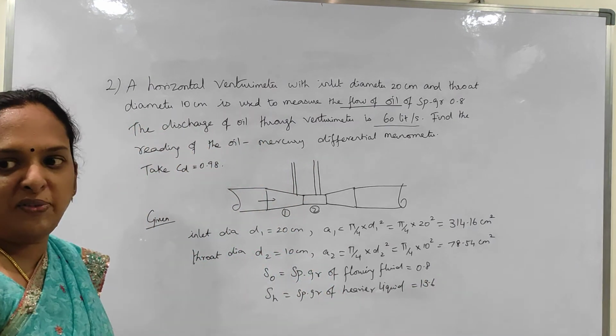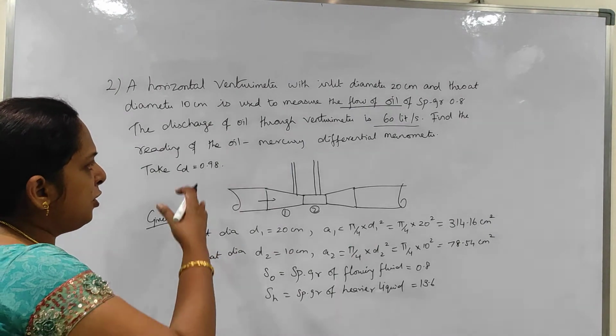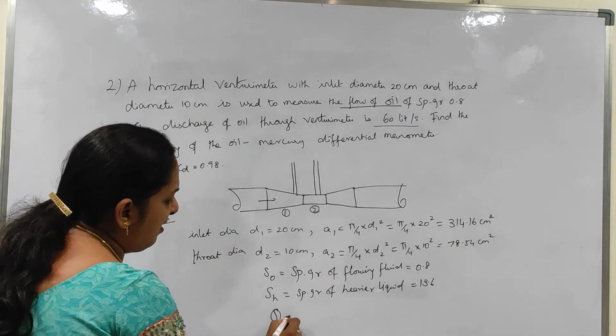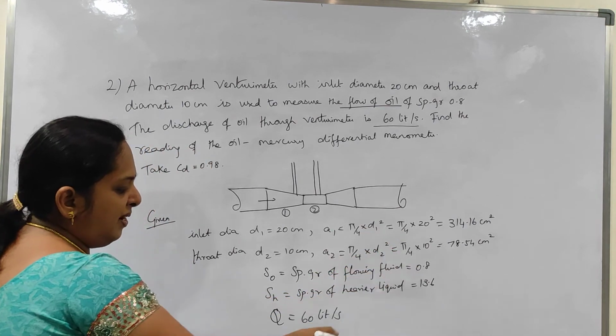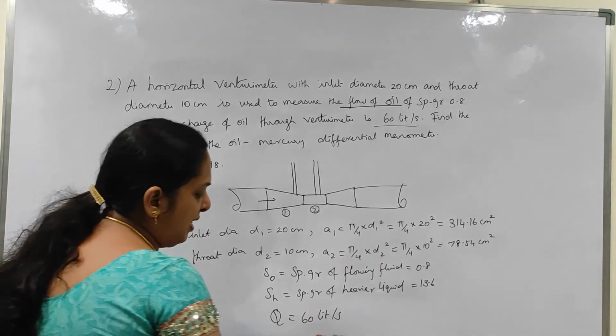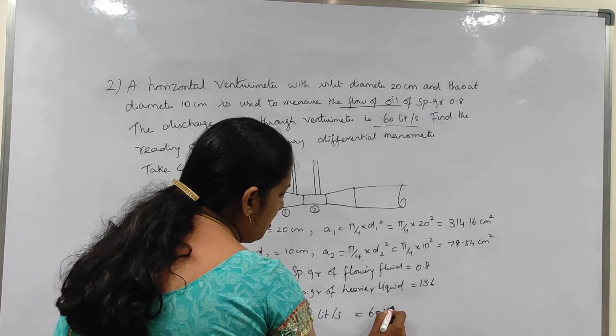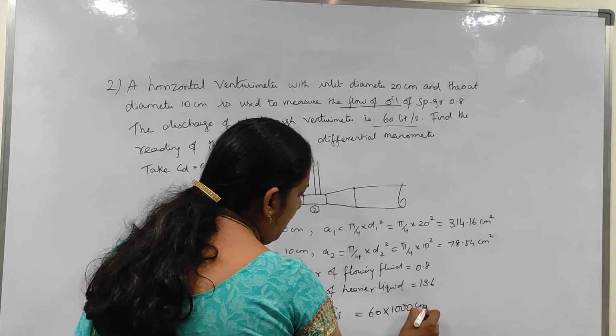And the discharge of the oil through the venturimeter, Q, is given here. It is 60 liters per second. Since everything is in centimeters, this liter also I am going to convert into centimeters. So it is 60 into 1000 centimeter cube per second.